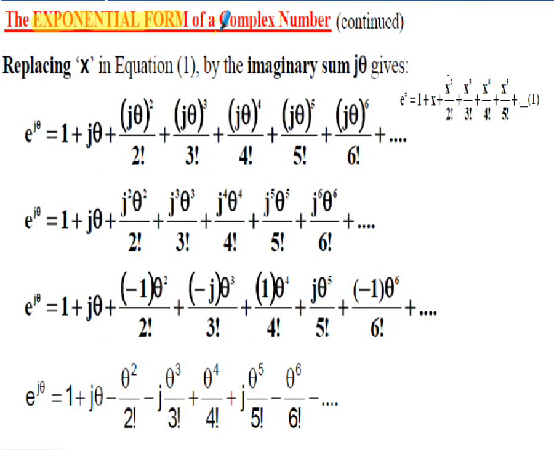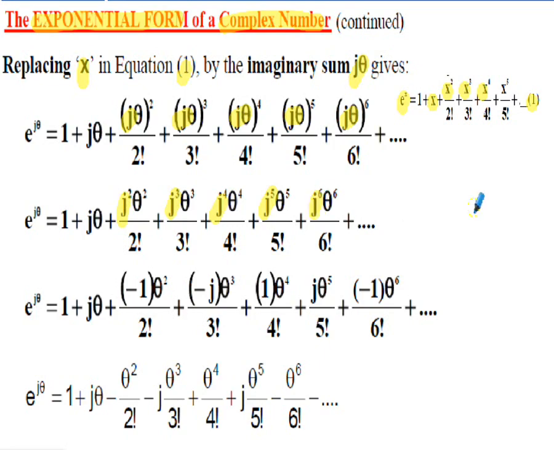Exponential form of a complex number continued. Now, if we replace x in equation 1 on the previous slide with the imaginary sum j theta, so this was the equation on the previous slide for reference, we're going to replace all the x terms in the expression with j thetas, and then raise these j thetas to the appropriate powers given. What we will end up with are terms like j squared, j cubed, j to the 4, j to the 5, j to the 6, etc.